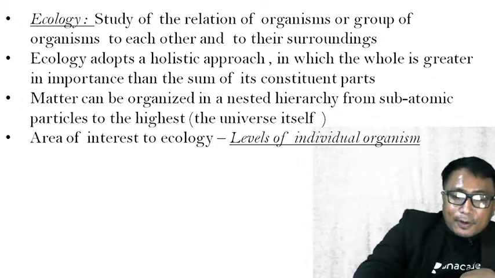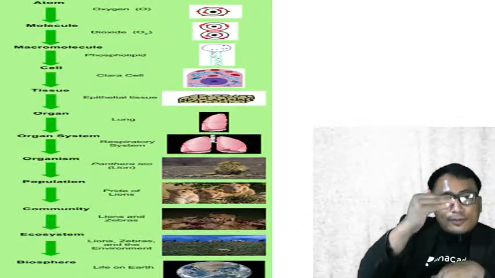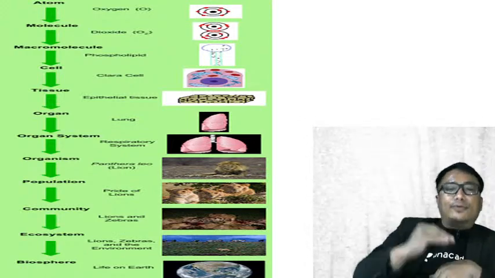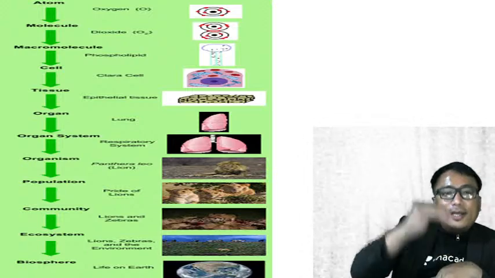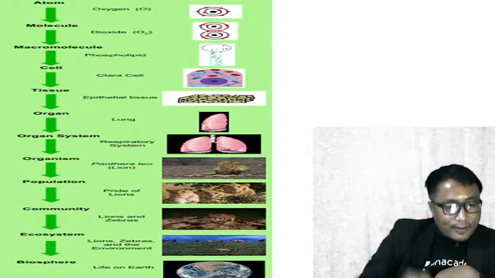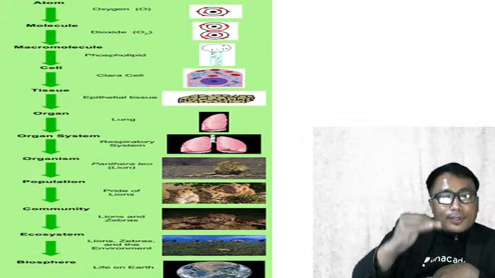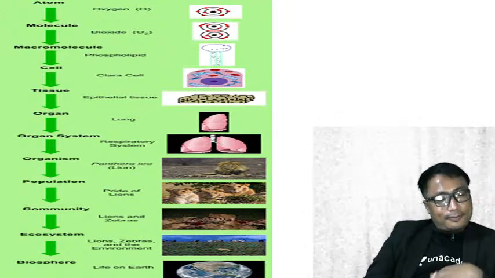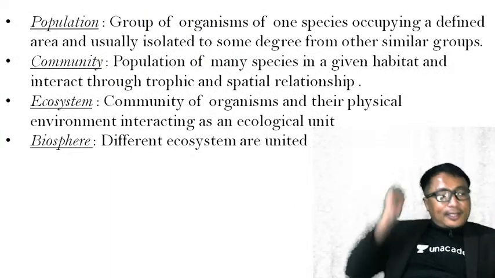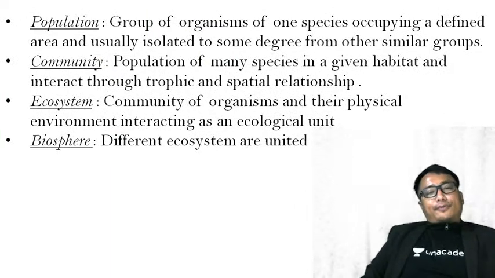So in environmental geography, we are going to discuss from the organism level downward or upward. That is, population, we are going to see community, we are going to see different ecosystems, and also we are going to see the biosphere as a whole. Is it clear? It is just a repetition of what I have just explained to you.